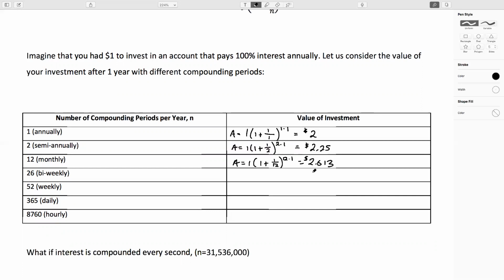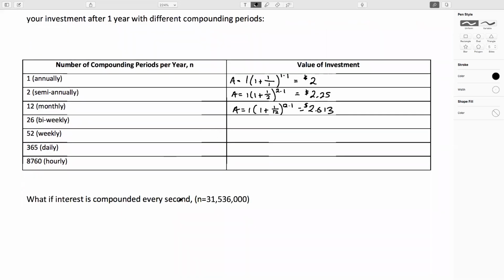So let's change this and go to extremes. We'll investigate biweekly, weekly, daily, hourly, and we're even going to go into every second. And we're going to see whether you can just compound more frequently and make more money, or whether there's going to be a limit to how much money you can make. So if we compound biweekly, that's going to result in a final value of $2.66.